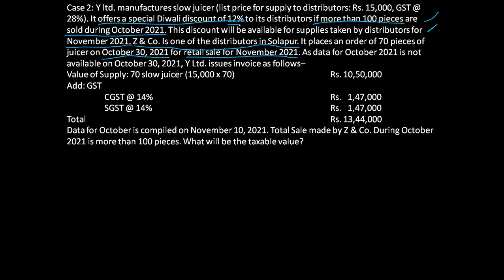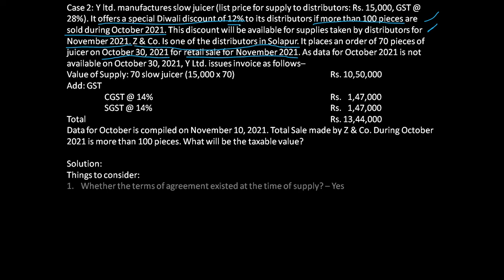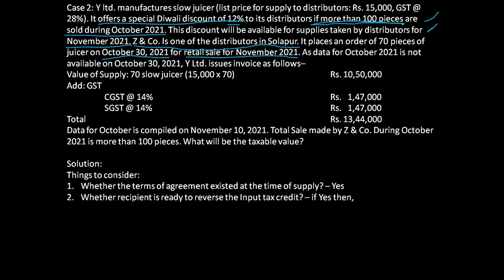Okay, solution: how to solve this? First, we need to consider those two conditions. First condition, whether terms of agreement existed at the time of supply. Did any agreement exist? Yes. What was the agreement? If more than 100 pieces are sold in 2021, Diwali discount of 12% is available to distributors. That was the agreement that was there. It was written. Okay. Next condition, whether recipient is ready to reverse the input tax credit. This question does not say anything about whether they will be reversing the input tax credit or not. Okay, they have not said anything over there, so that's why we have to answer it that way.